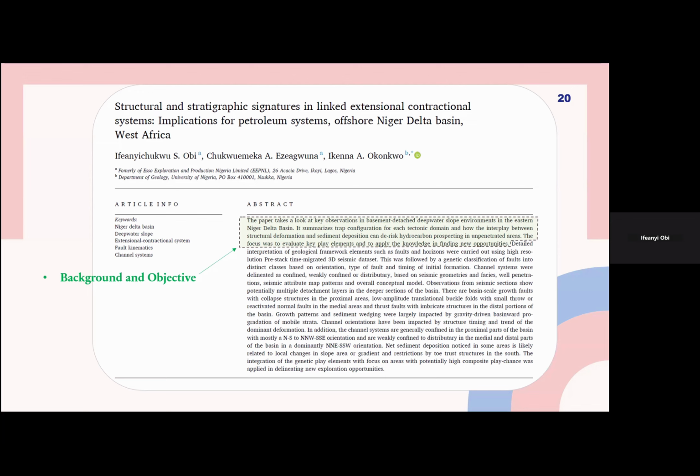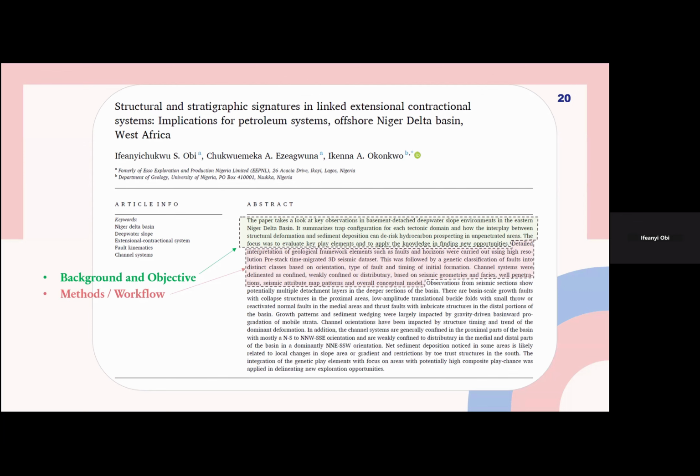Okay. Now, the second portion highlights methods and workflow. It says detailed interpretation of geological framework elements such as faults and horizons was carried out using. Now, this is what was done, and how. This was followed by, I'm trying to bring in some sort of workflow here. If somebody wants to repeat this effort, what did you do first? What did you do next?